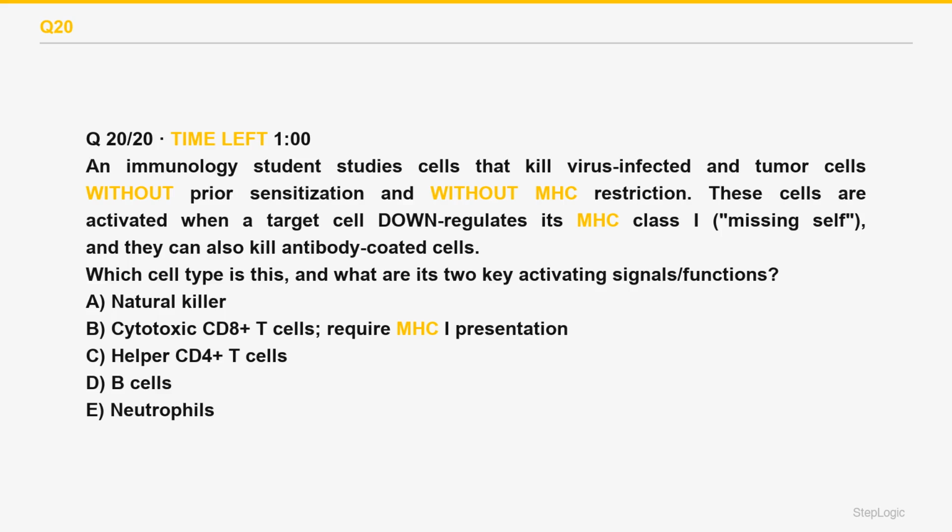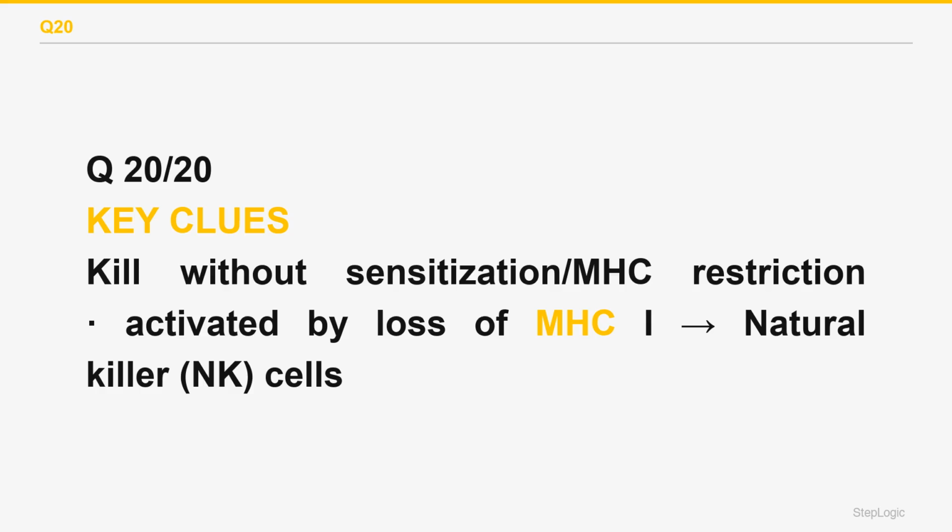Which cell type is this, and what are its two key activating signals? An immunology student studies cells that kill virus-infected and tumor cells without prior sensitization and without MHC restriction. These cells are activated when a target cell downregulates its MHC class I, missing self, and they can also kill antibody-coated cells. Read the command: which cell and its two activating signals. NK cells: missing self, loss of MHC-I, and ADCC via CD16.